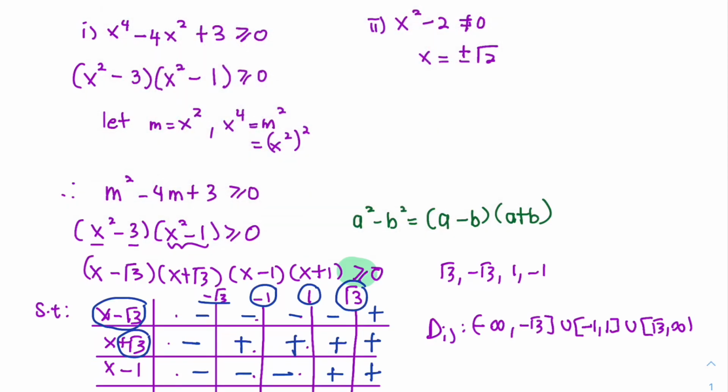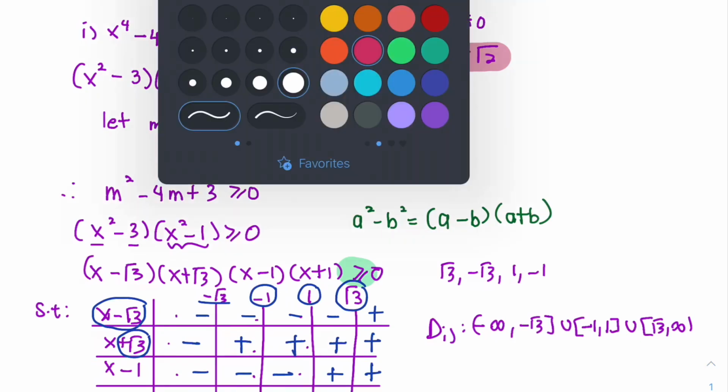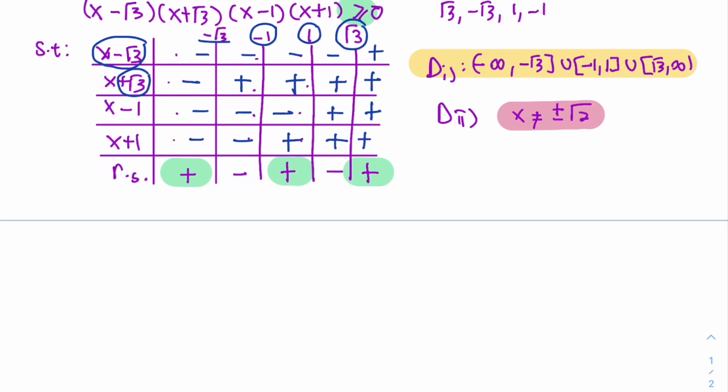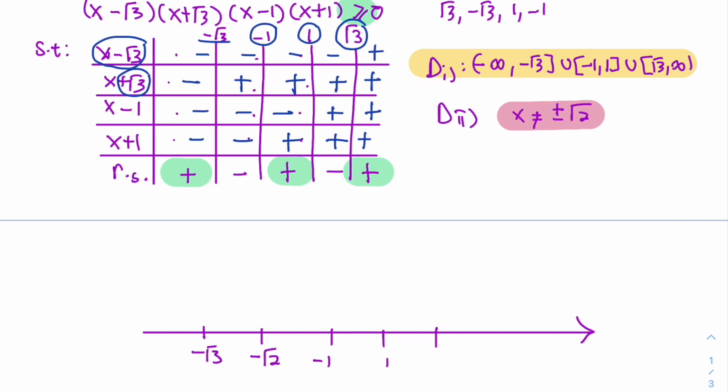So for the first part, the domain is this one, and the second part is where x cannot be equal to something. Two parts, so what you have to do is draw a real number line to find the intersection. The smallest number is negative square root 3, then comes negative square root 2, then negative 1, 1, square root 2, and then square root 3.